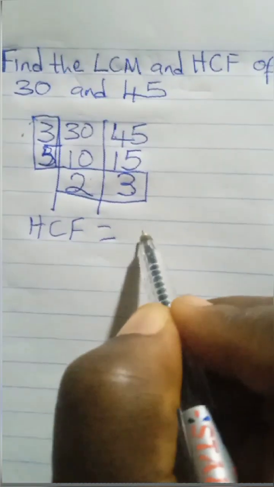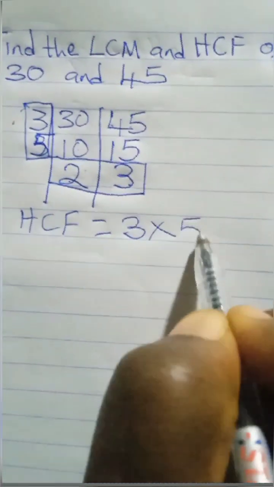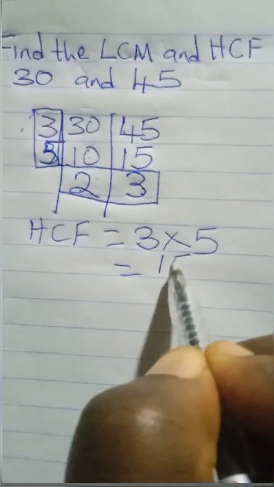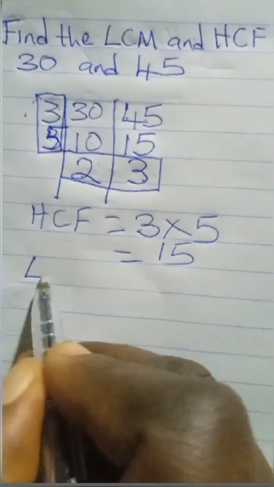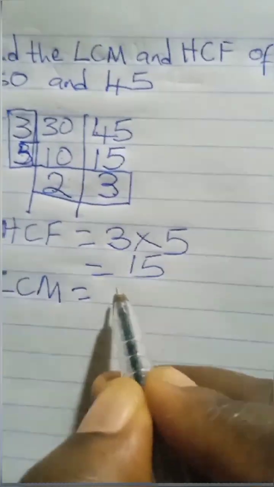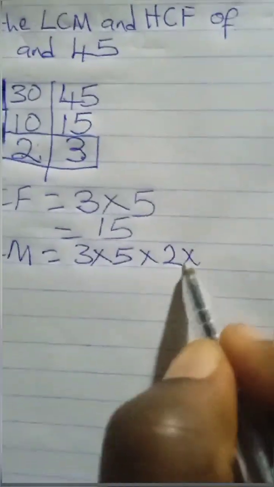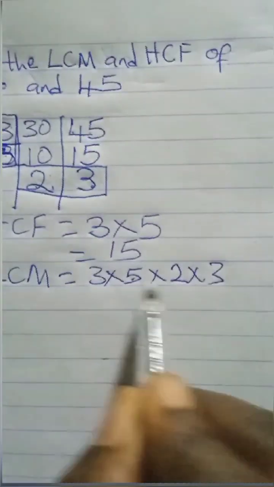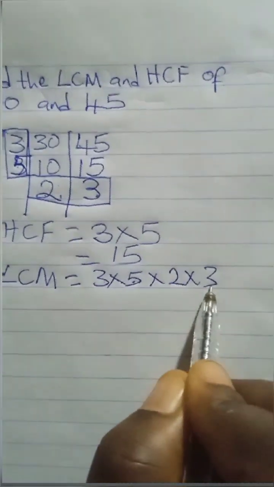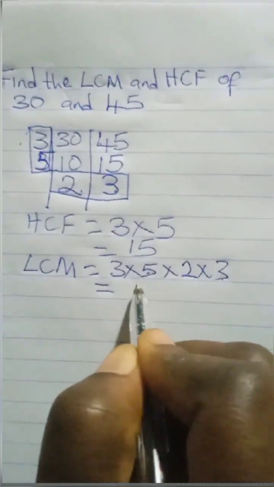So my HCF will become this, while my LCM will become this together with the remainders. So for HCF, it is equal to 3 times 5, which is what? 15. That's 3 times 5. For LCM, this and this, LCM is equal to 3 times 5 times 2 times 3. 3 times 5, 15. 15 times 2, 30. 30 times 3 is what? 90. So our LCM is 90.